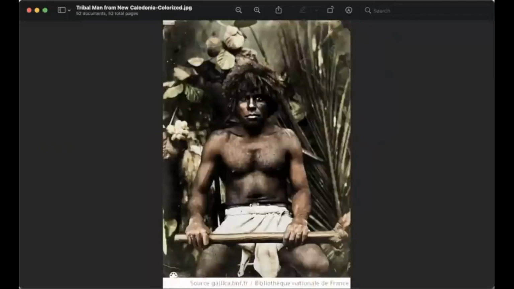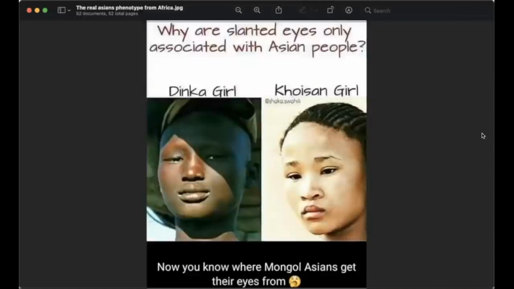And then we got this brother right here. He's a tribal man from New Caledonia. This is in Southeast Asia, just like the book just told us that they were calling Chinos. Now, this image I thought was very interesting. It says here, why are slanted eyes only associated with Asian people? So again, kill the prejudices. Just because somebody has so-called slanted eyes or Asian eyes doesn't mean they're Mongols or Chinese, all right?